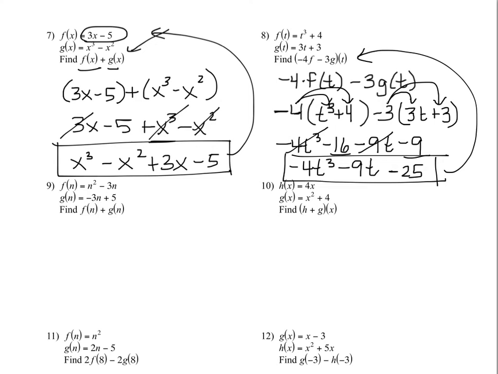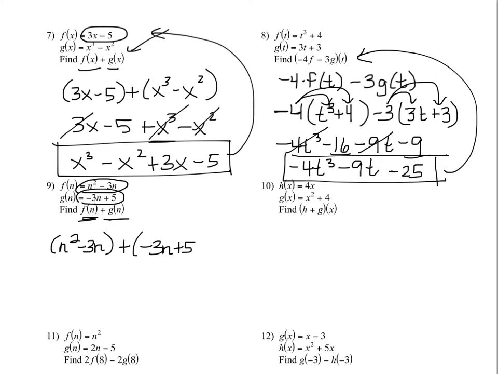Last two problems, we got f of n plus g of n. So we're going to take f of n. Actually, I don't even need to write that. Okay, let's go back here. So we're going to do f of n, which is n squared minus 3n. And we're going to add g of n, which is negative 3n plus 5.